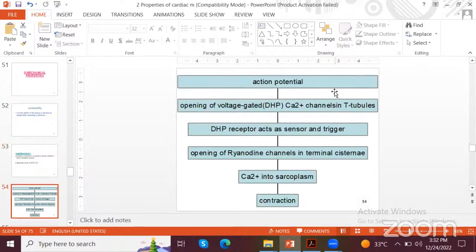So here the action potential causes the opening of voltage gated calcium channels in the T-tubule, and the DHP receptor, or dihydropyridine receptor, acts as a sensor and trigger, which causes the opening of ryanodine channels in the terminal cisternae, causing calcium release into the sarcoplasm, which causes muscle contraction.